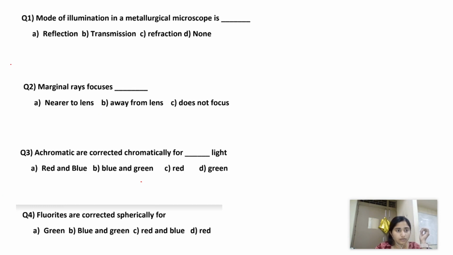Here, marginal ray focuses away from the lens. No, it's not away from the lens.